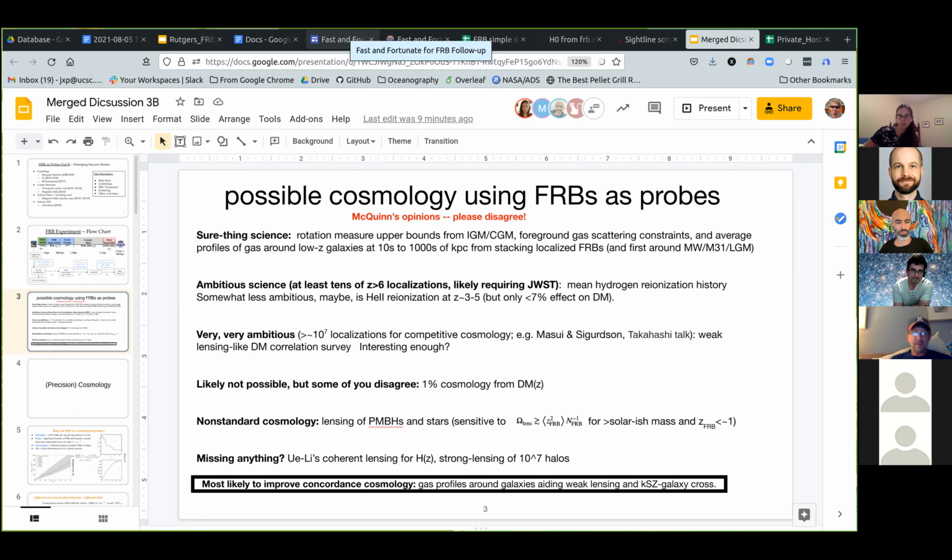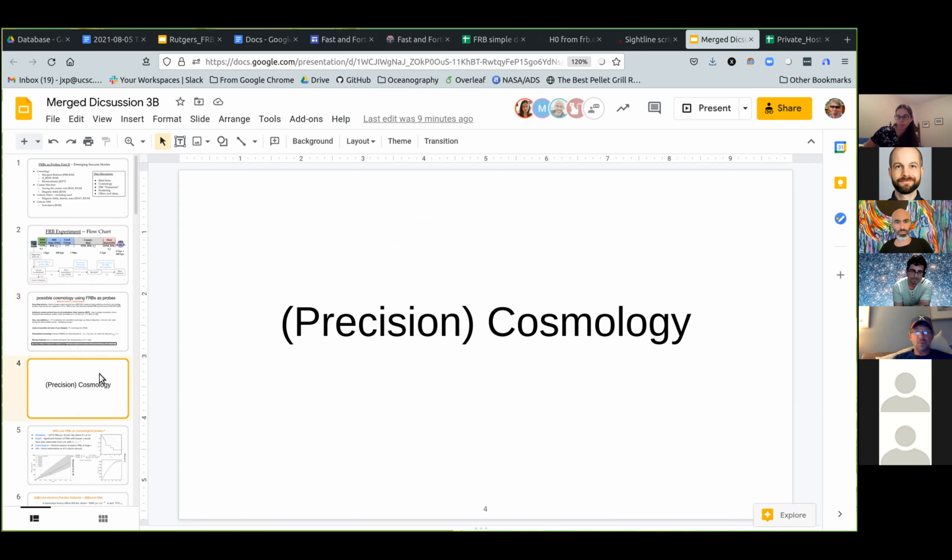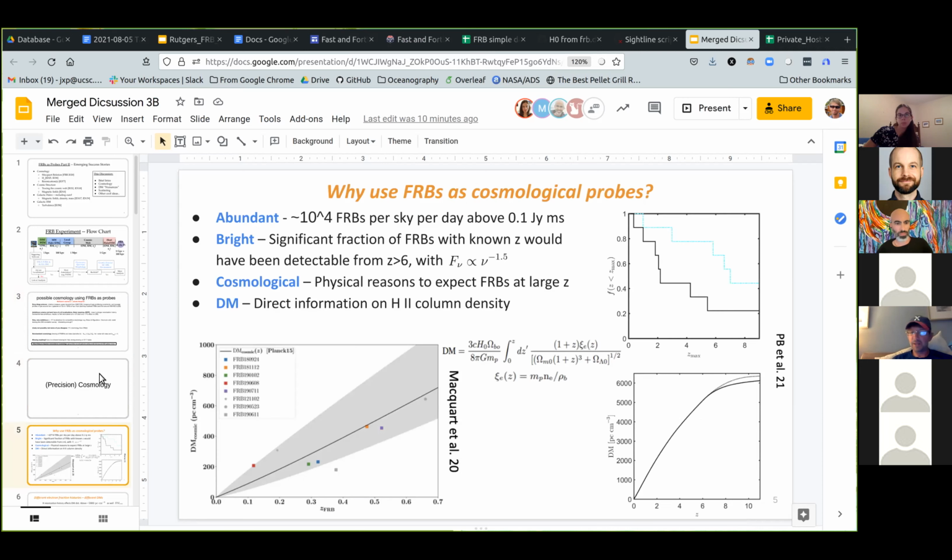Great, thanks, Matt. We're going to jump into further depth on cosmology, especially broaching the level of percent-level cosmology. Paz, please take it away and tell me when to advance.